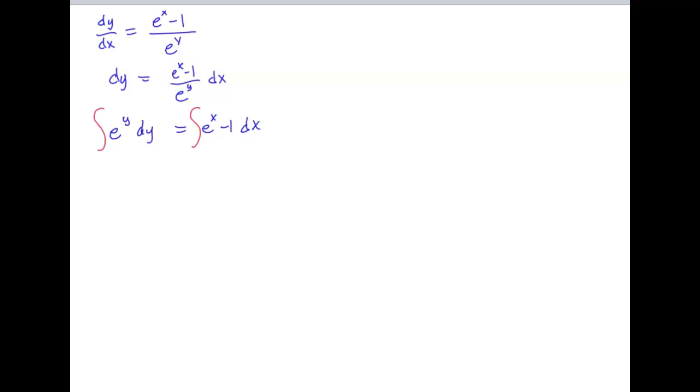All right, antiderivative of e to the y. Don't overthink it. It's just e to the y, right? Because the derivative of e to the y would be e to the y when we're taking y to be our variable. Equals antiderivative of e to the x, e to the x, antiderivative of -1, and then we don't want to forget plus c.